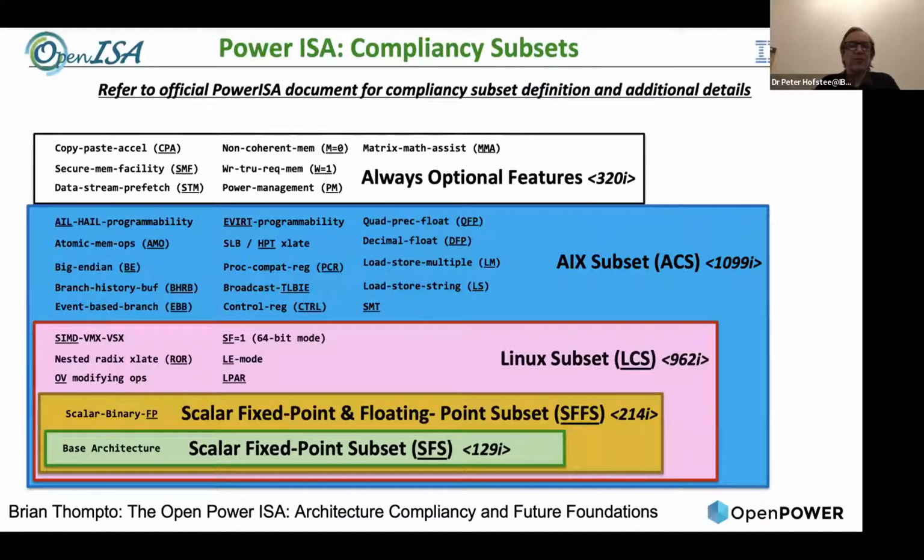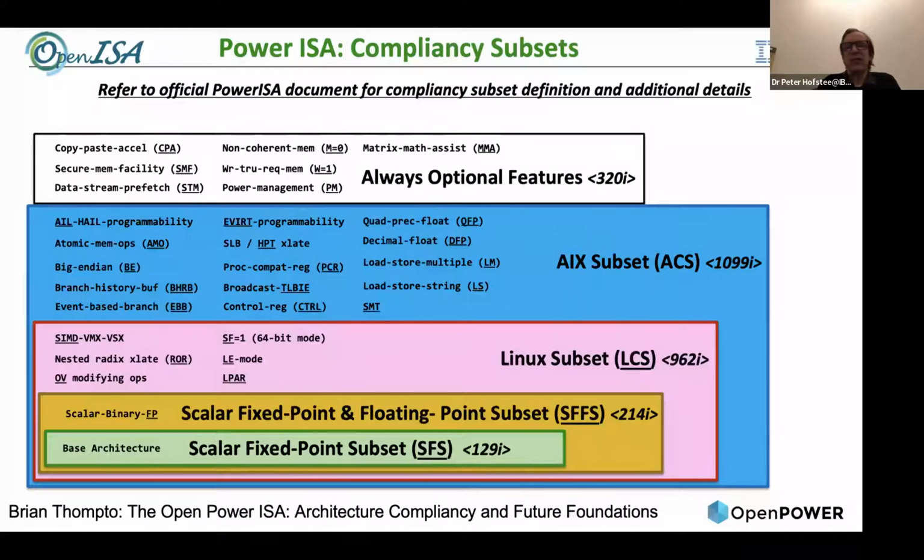So when you go to the scalar fixed point subset and floating point subset, they are kind of obvious. They include what you would expect. When you get to the Linux subset, of course, there is quite a bit of things included that are needed to do an operating system.